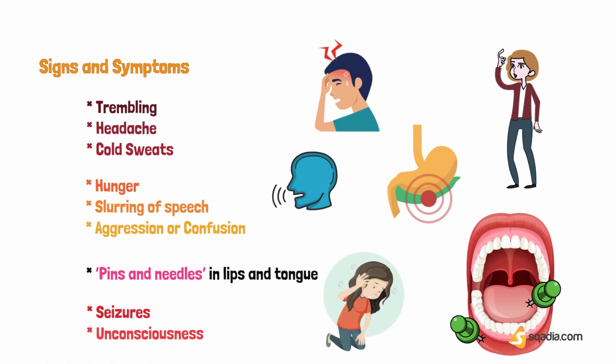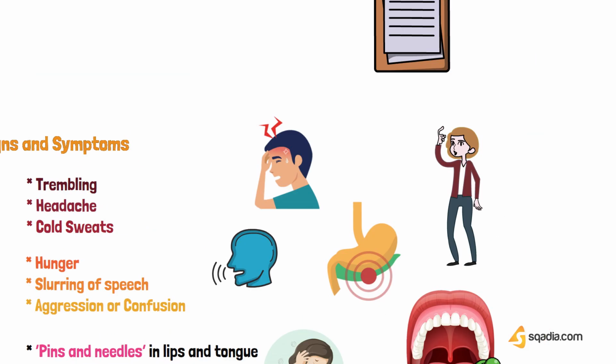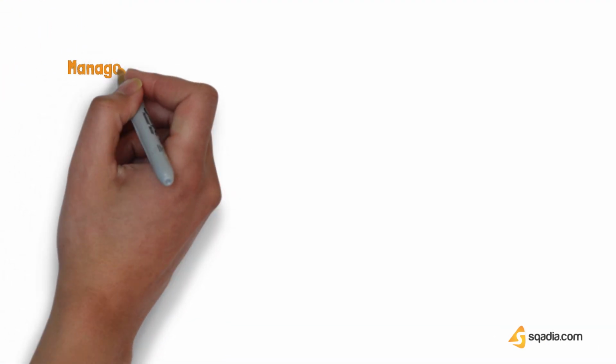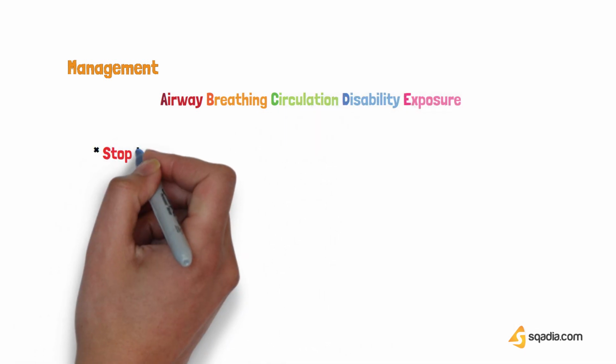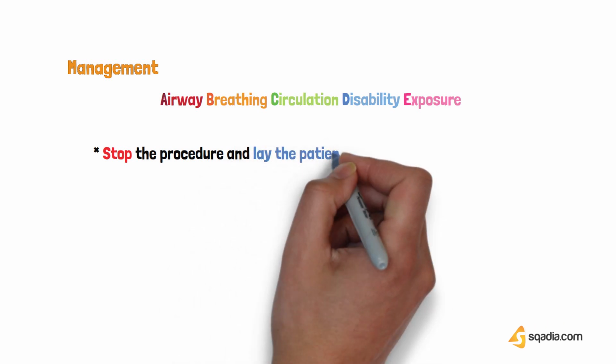Now let's move on and see how we're going to manage a situation like this. We're going to follow the ABCDE protocol. First of all, we're going to stop the procedure. Then we're going to lay the patient flat. Next, we're going to check the level of consciousness.